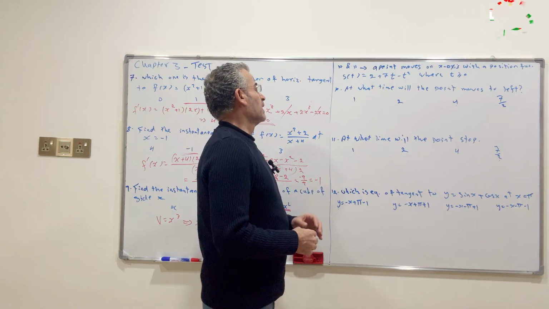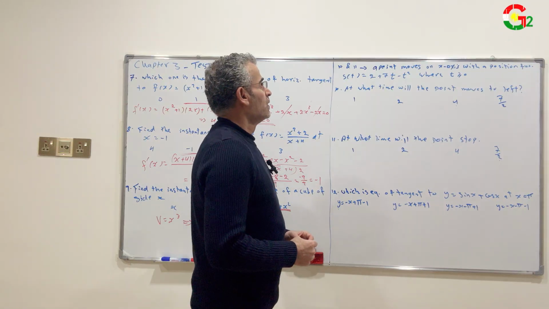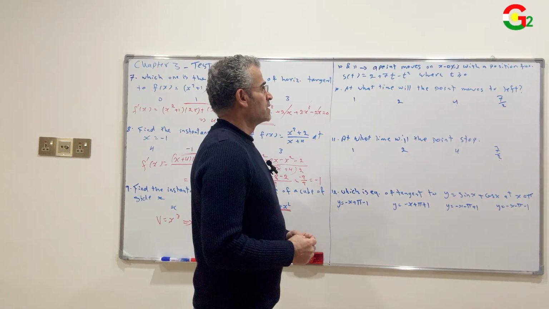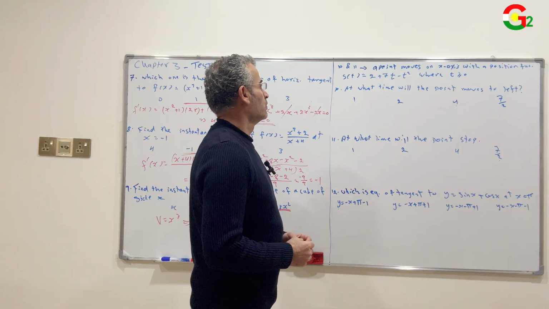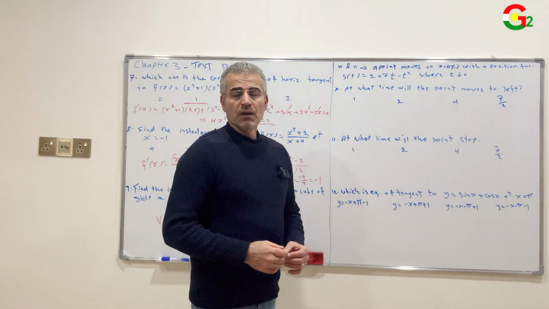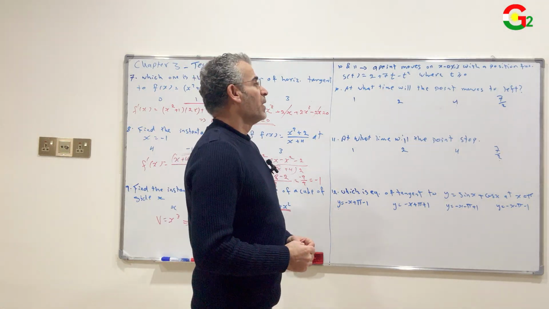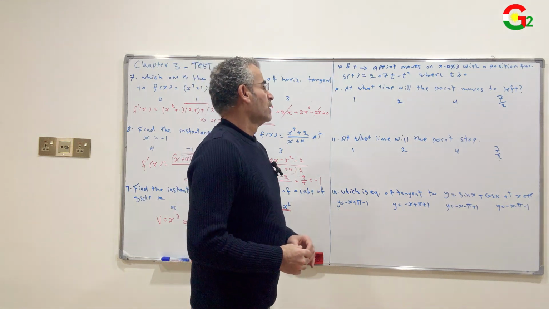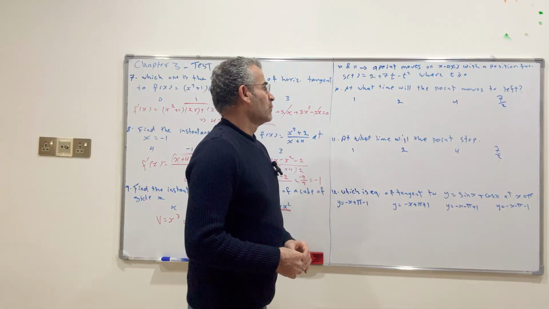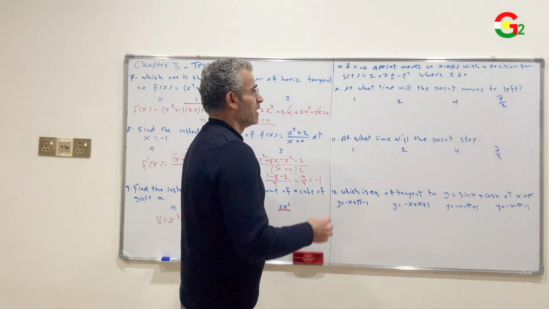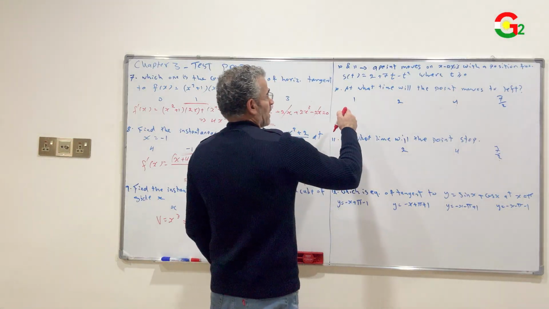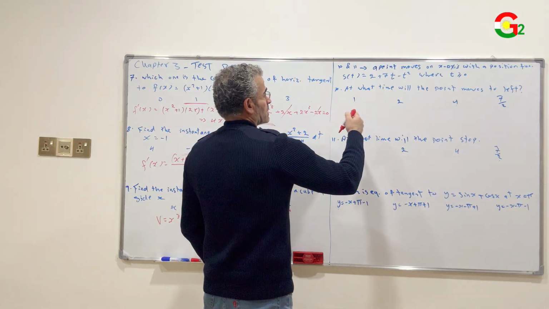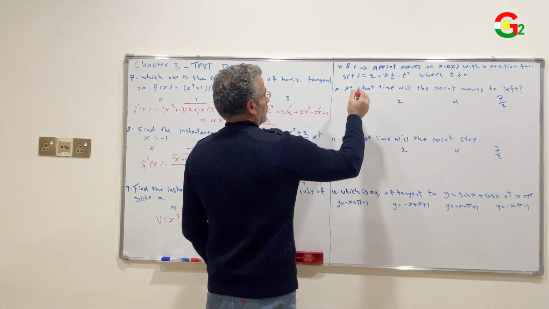Question number 10 and 11. A point moves on x-axis with a position function s of t equal 2 plus 7t minus t square where t greater than 0. At what time? Number 10. At what time will the point move still to the left? Moves to the left when the velocity is less than 0.